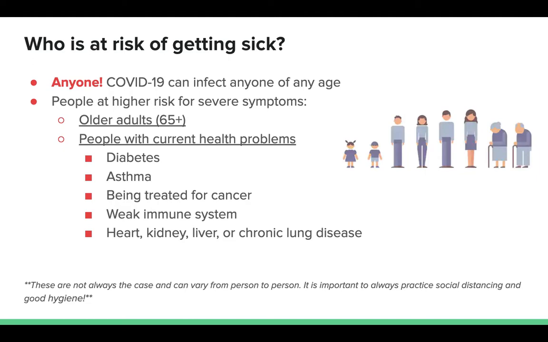But what we do understand, similar to most viruses, is that people at higher risk for more severe symptoms are adults over the age of 65 and people who have underlying or already existing health problems, such as the ones I've listed below. Just be aware, though, that these aren't always the case and can vary from person to person. Everybody is very different and can react to viruses in very different ways. So just because you don't fit any of these demographics of people who are a little more susceptible, it's still important to practice social distancing and maintain good hygiene.